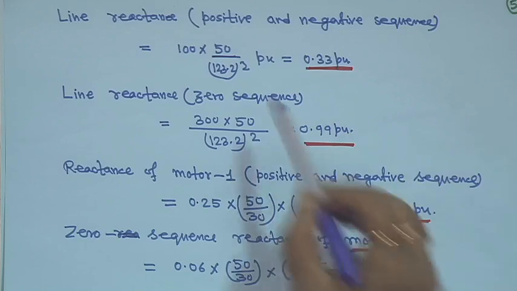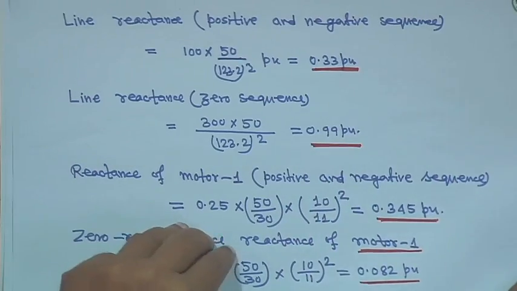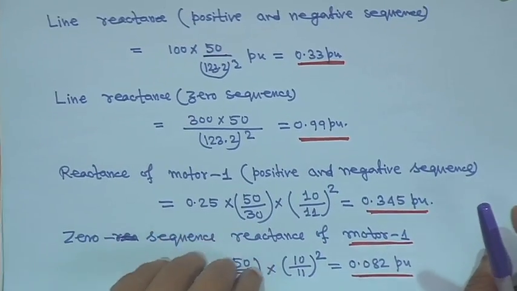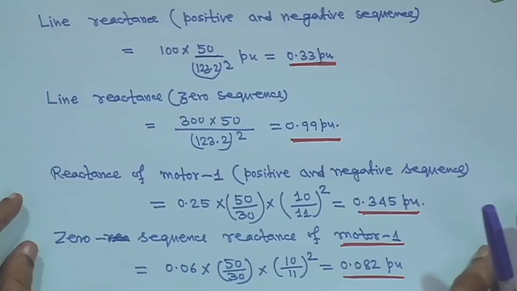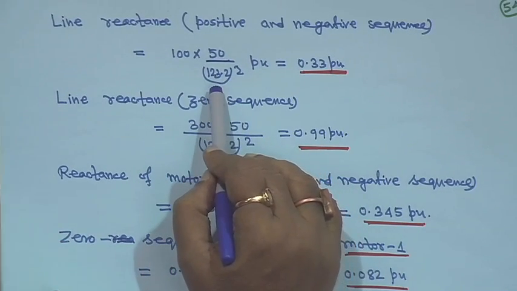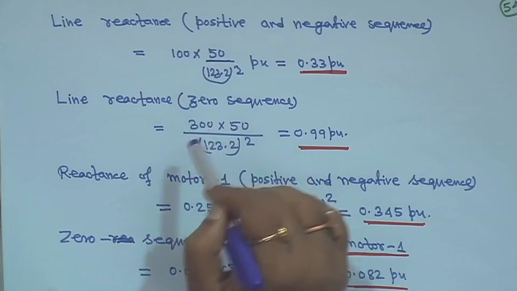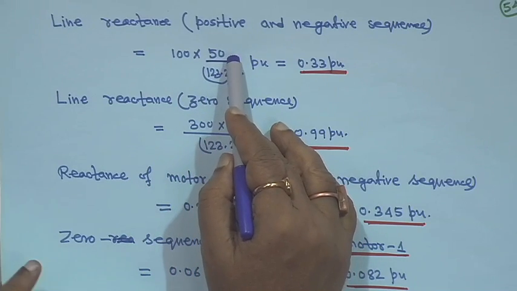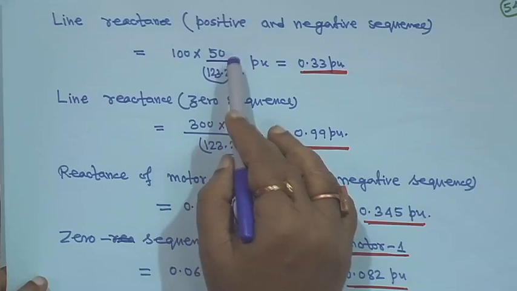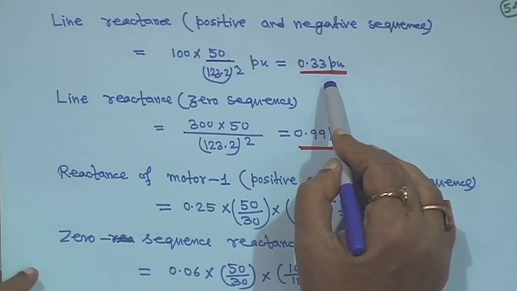Okay. Next, the line reactance, positive and negative sequence. We have told that for a transmission line the positive and negative sequence reactance will remain the same. So it is 100 ohm, and the line base voltage you have computed as 123.2. So, 100 into 50, the MVA base will remain the same throughout, right, into 50 upon 123.2 whole square, it is coming 0.33 per unit.